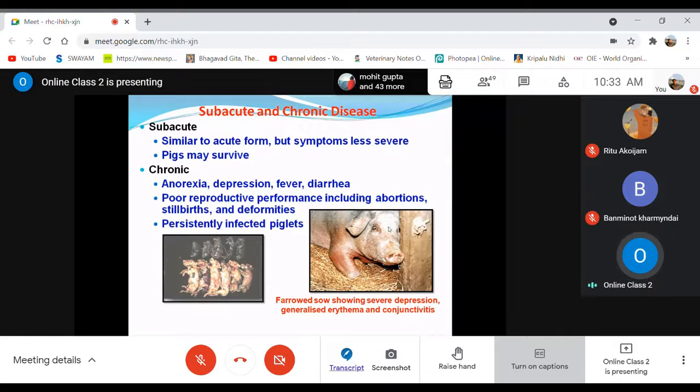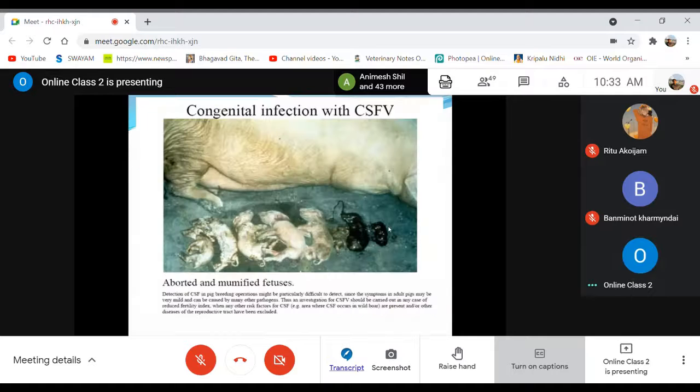And those piglets which are born alive, which got infection during fetal life inside the womb of the mother, will remain as persistently infected piglets. That means they will carry the virus in their body tissues, organs and circulation. And when they are growing up, these persistently infected piglets will remain as a source of infection in the pig population, right? Then these are some photographs showing reproductive failures like stillbirth, abortion and mummification, right? The details of mummification I will discuss in the reproductive system in systemic pathology, the different pathological conditions.